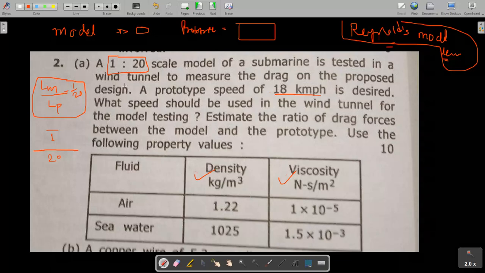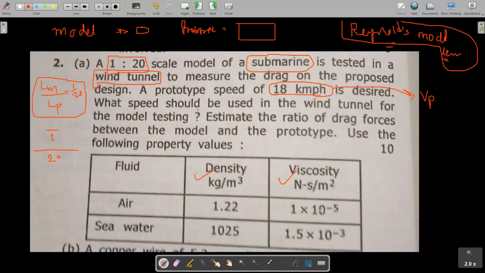And the submarine is tested in the wind tunnel to measure the drag force on the proposed design. Here you can see the actual prototype is a submarine, and the submarine works under the water, so the surrounding fluid of the submarine is water, but the model is tested in the wind tunnel. In the wind tunnel, the model is placed and the surrounding working fluid is air. The prototype has a speed of 18 kilometer per hour. That means the actual prototype has a speed of 18 kilometer per hour, so we can say it is the velocity of the prototype.